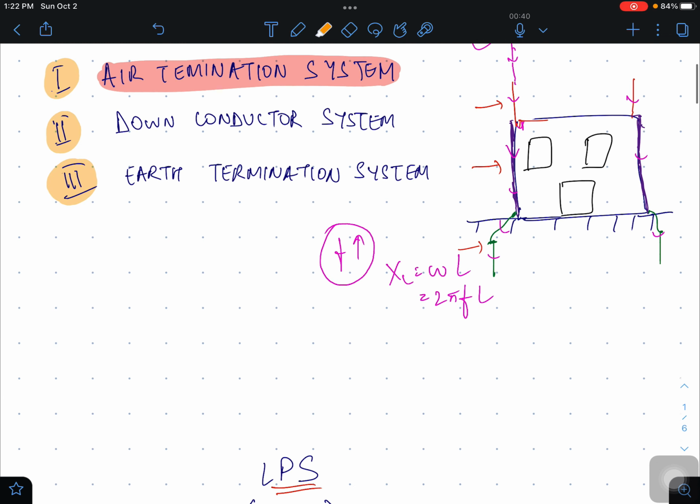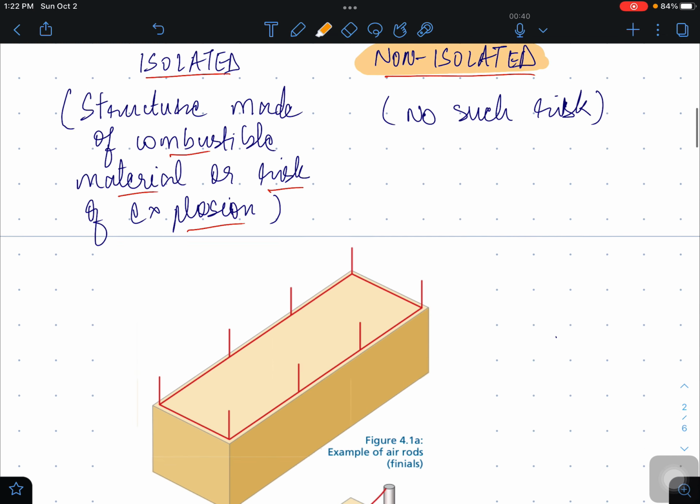In many cases you will also see that these down conductors are not available. They are basically connected, these air terminal rods are directly connected to the reinforcements, and there are some typical measures we need to take. Everything will be covered in these upcoming lectures.